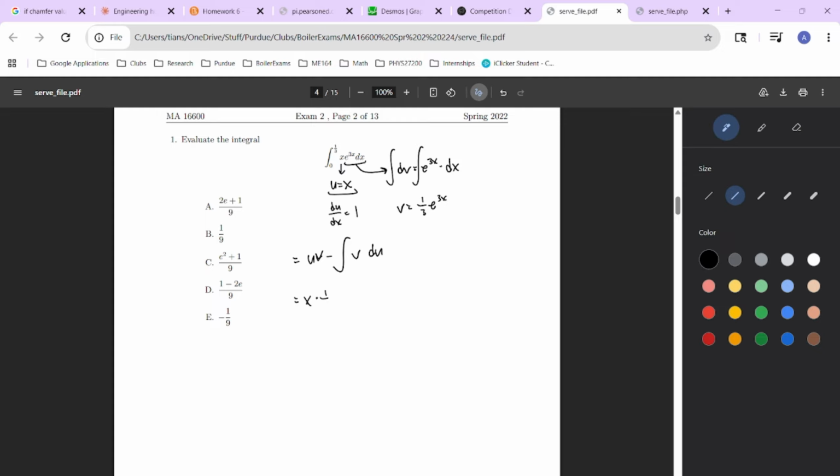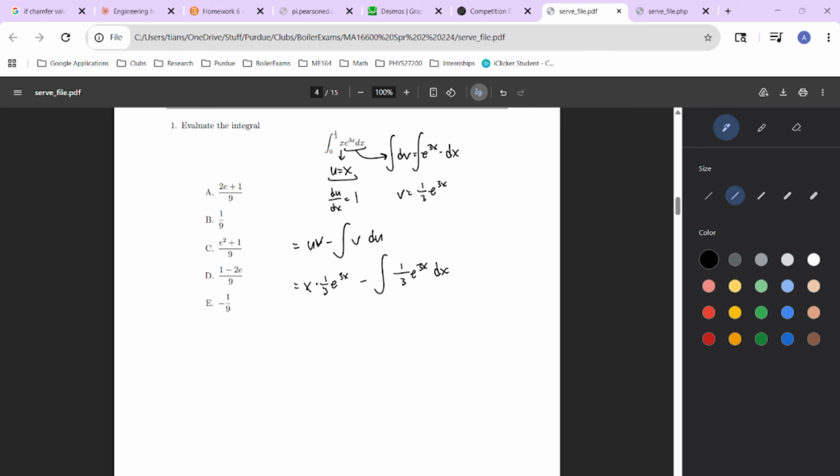x times 1/3 e to the 3x minus the integral of 1/3 e to the 3x, and then du in this case is just equal to dx, so we directly sub in dx. We get that, and I'm leaving out the bounds right now. We'll incorporate the bounds later, but I want to save space and I don't want to clutter things too much. So I'll leave the bounds out for now, and then I'll put them back in later.